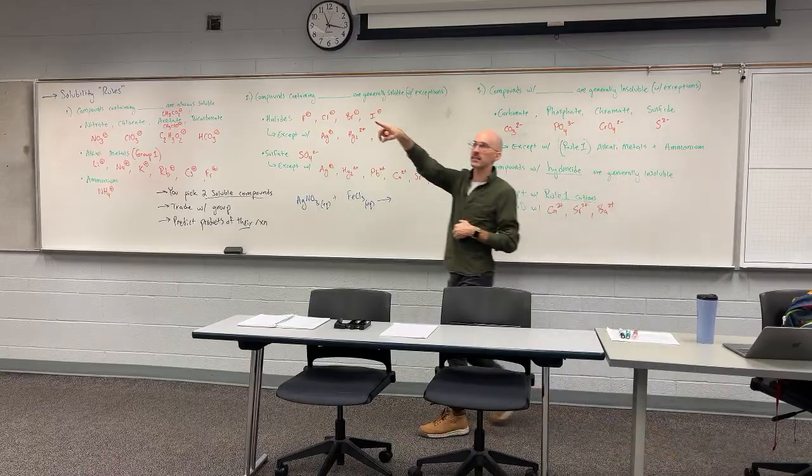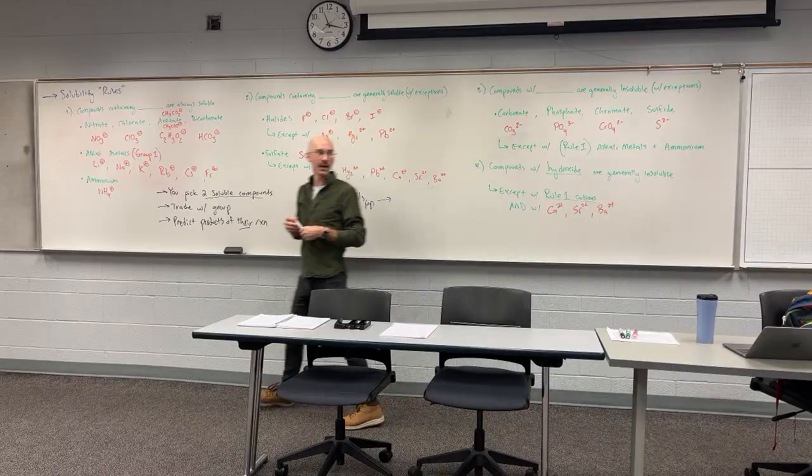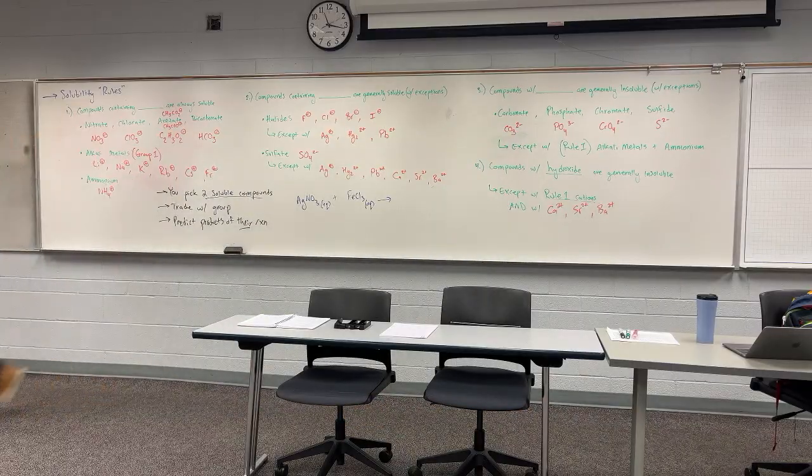Okay, so let's take this example up here. Sodium chloride and potassium chlorate. Why is potassium chlorate soluble? Alkali metal and chlorate is always soluble. What are the products formed in this reaction? Sodium chlorate and KCl, potassium chloride. I've taken the anions and I've swapped them.